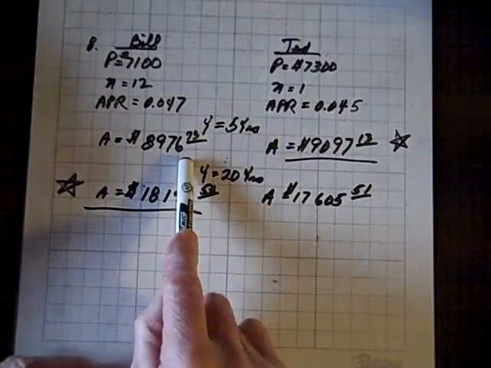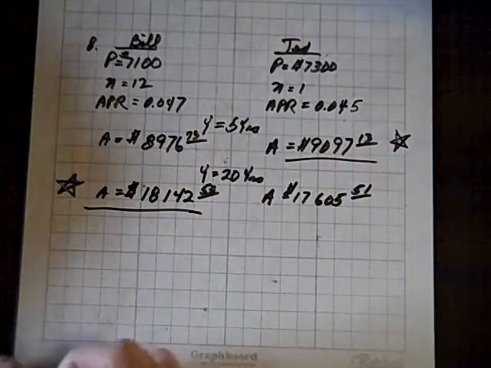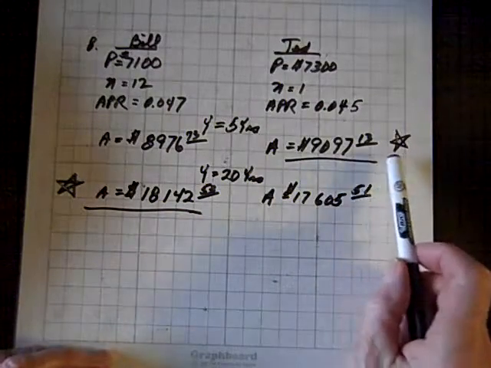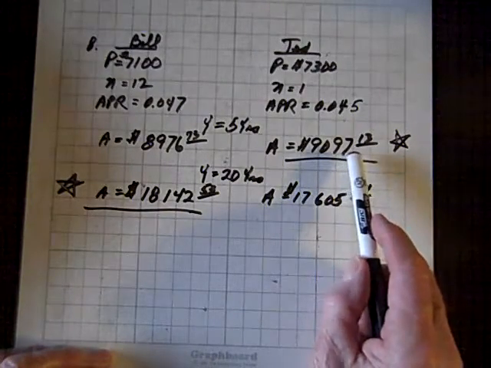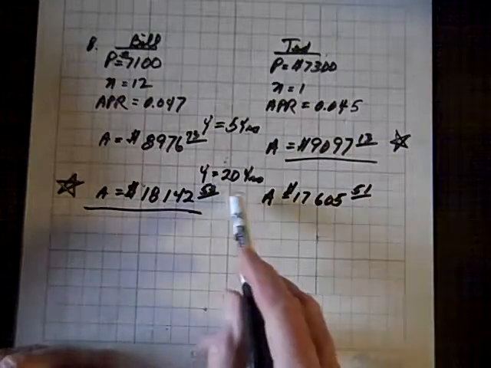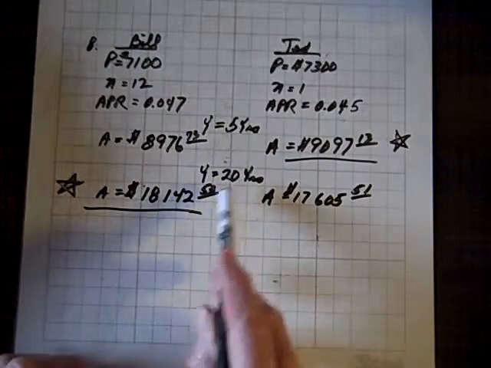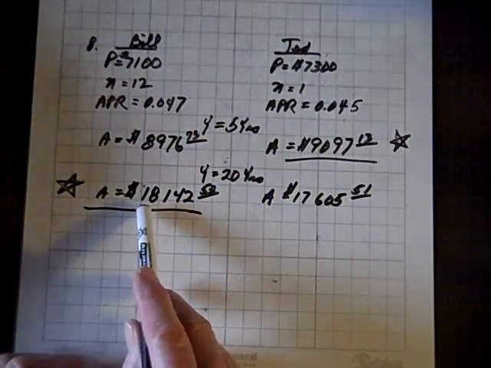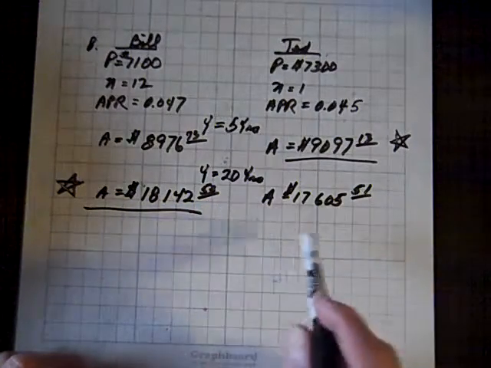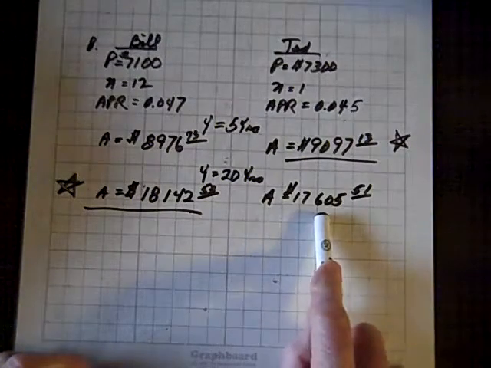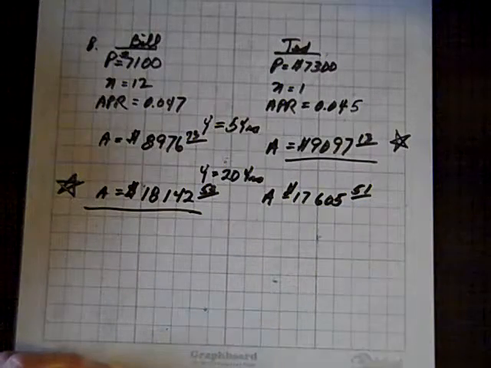Well, here's Bill's amount, $8,976.73, but Ted has accumulated more, and it's $9,097.13. On the other hand, after 20 years, we'll recompute letting y equal 20, and Ted now has accumulated $18,142.53 as opposed to Bill, who's accumulated $17,605.51.